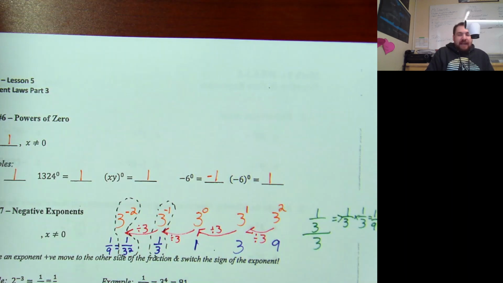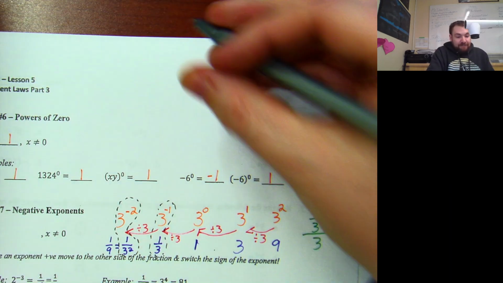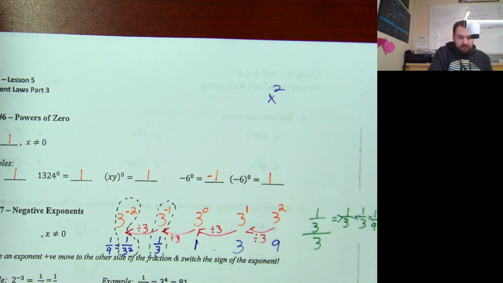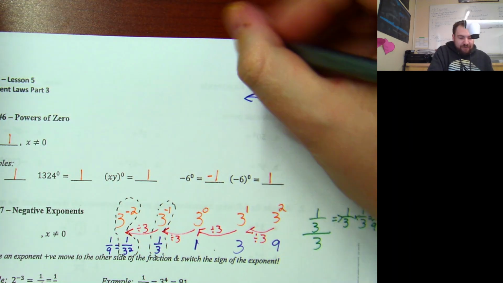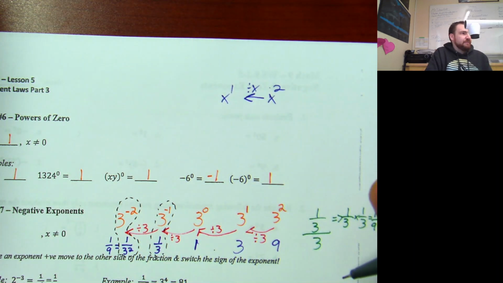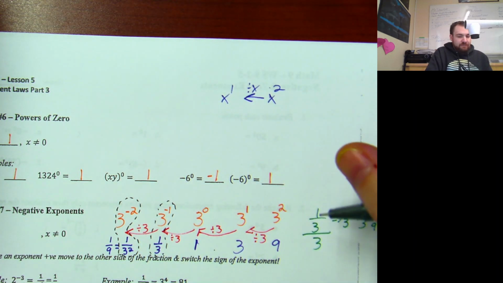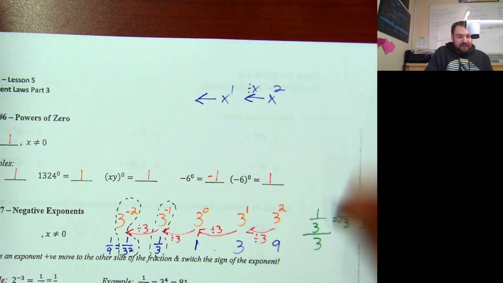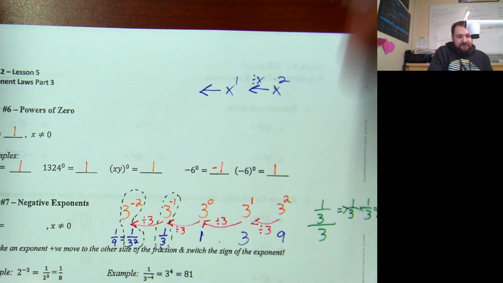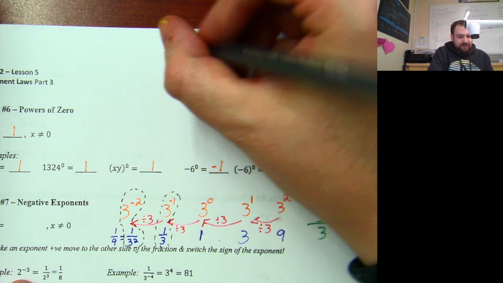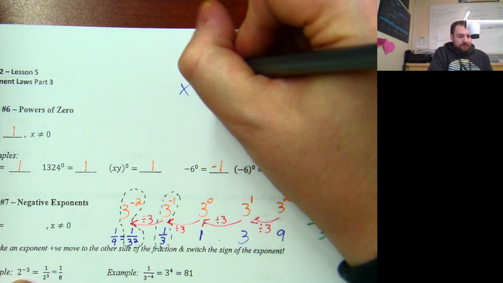So, we could do it again. If I had x squared, and I divide that thing by x, that's going to give me x to the 1, right? It doesn't really matter, I'm just dividing by x. If I have x to the 1 and I divide by x again, that's going to give me x to the 0.